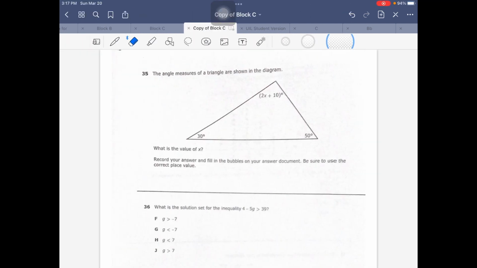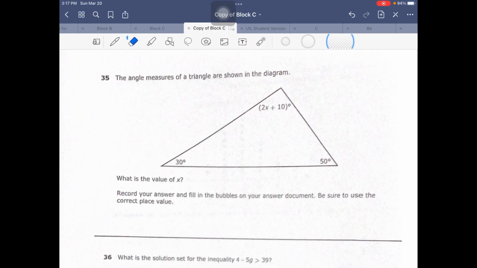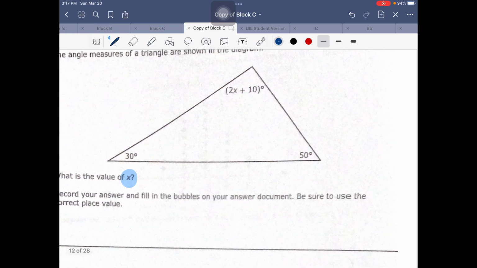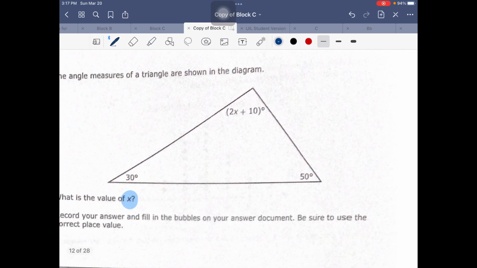Number 35. The angle measures of a triangle are shown in the diagram. Now, what is the value of X? Okay. To find X, we first have to go over something.